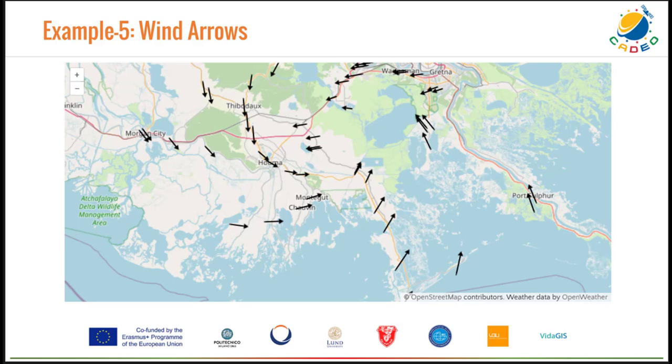Example 5 shows wind arrows styled using regular shapes for the arrows, shafts, and heads. The shaft is scaled based on the wind speed, and the corresponding displacement is used to position the unscaled arrow's head at the end of the scaled shaft. The weather data is provided by OpenWeather.